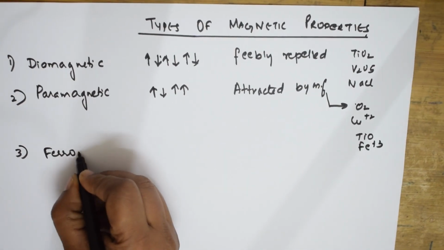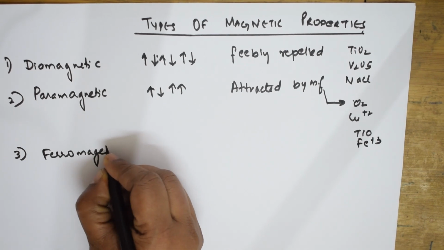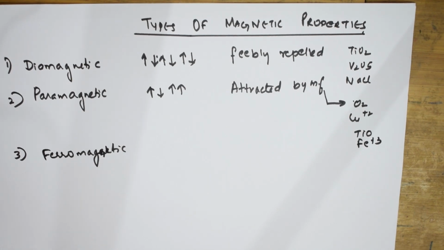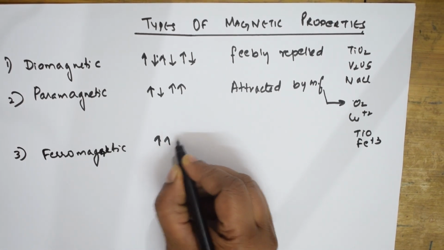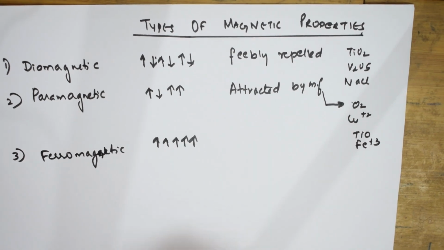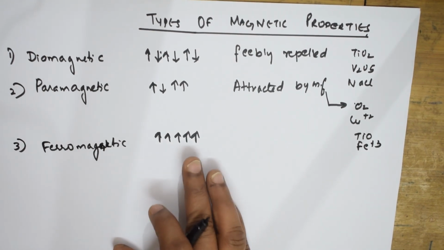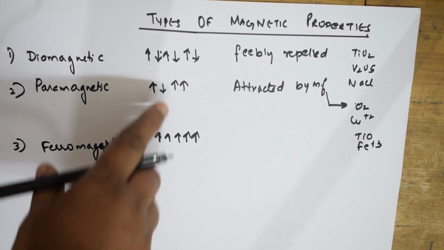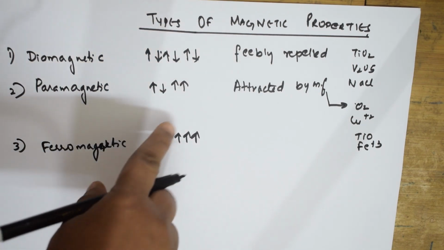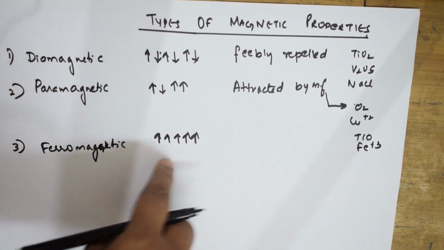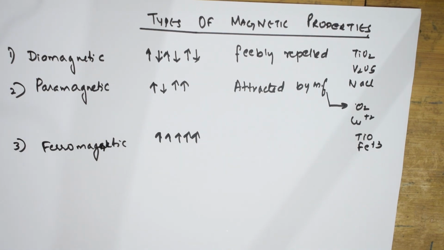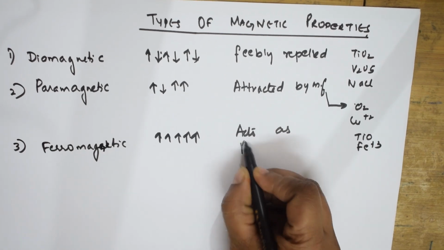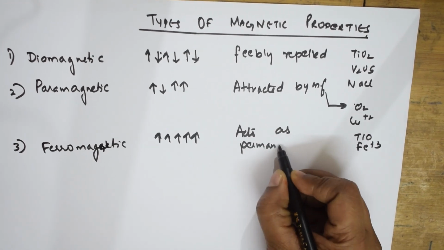Done. So the next category is ferromagnetic substance. In ferromagnetic, all the electrons are unpaired. Just see, students, all are unpaired. Now what will happen because of this? It acts as a permanent magnet because all are unpaired, isn't it? Here only one is unpaired, that's why they are attracted. Here all are unpaired electrons. That's why it acts as a permanent magnet. Ferromagnetic substance, permanent magnet.